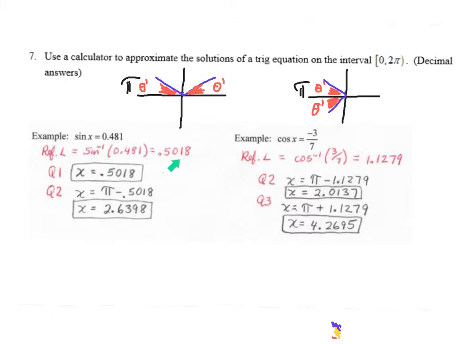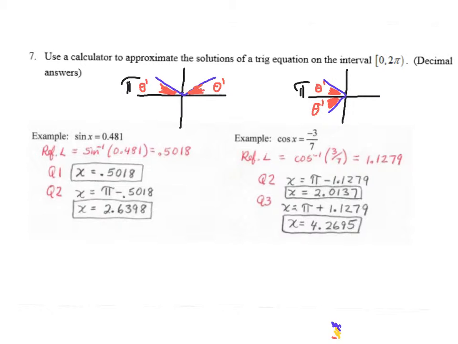You get 0.5018. By the way, the book is doing everything to 4 decimal places, so that's the way these answers are written. So in quadrant 1, that is your reference angle. But then to get quadrant 2, it will be x equals pi minus the reference angle.